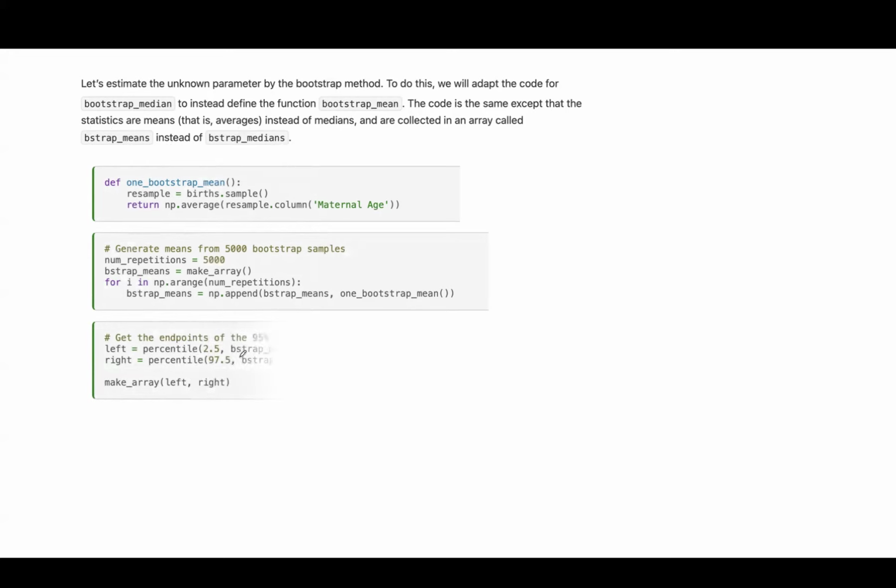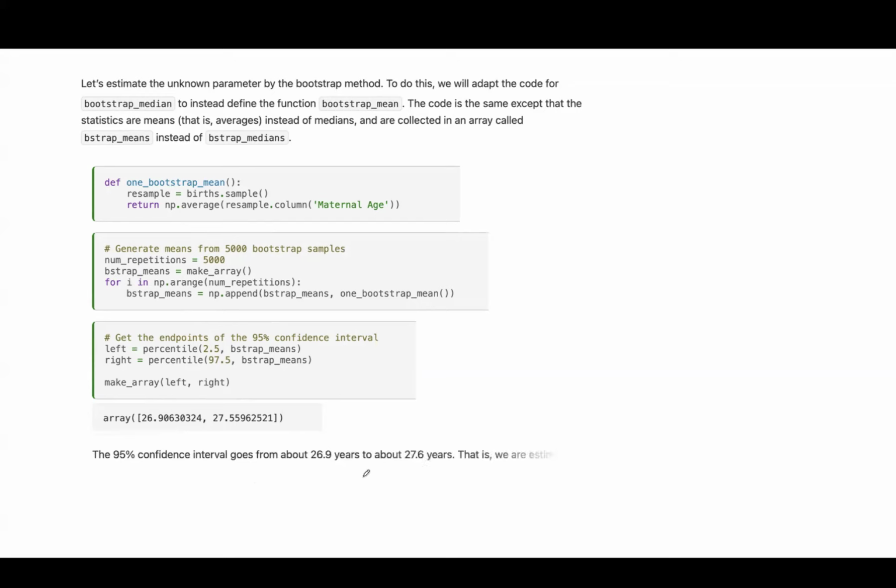Let us define the endpoints because we are creating a confidence interval. We need to know if the true population mean is in the confidence interval or not. So on the left side, you have 26.91, and on the right-hand side, you have 27.56 years old. The 95% confidence interval goes from about 26.9 years to about 27.6 years. That is, we are estimating that the average age of the mothers in the population is somewhere in the interval 26.9 years to 27.6 years.